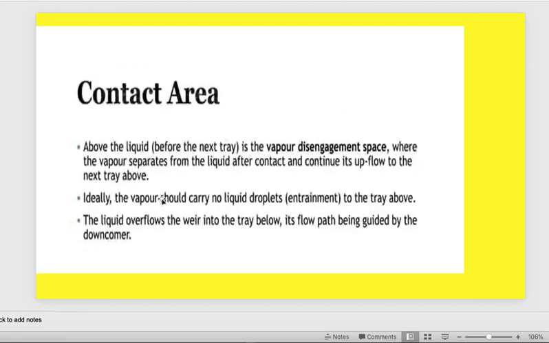As we mentioned before, regarding the contact area, here he wants to make clear that there is something related to the design, which is the distance between each stage and each tray. Why? Because it should be enough not to carry any liquid above to the next tray. This is the area or the distance between each tray.